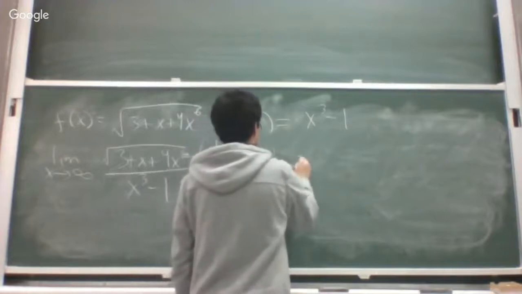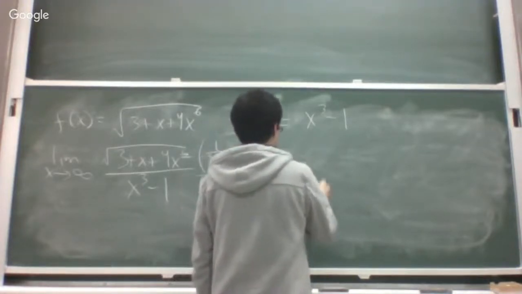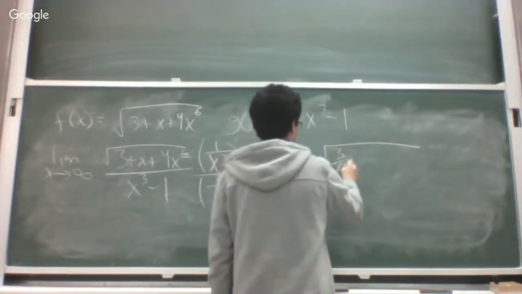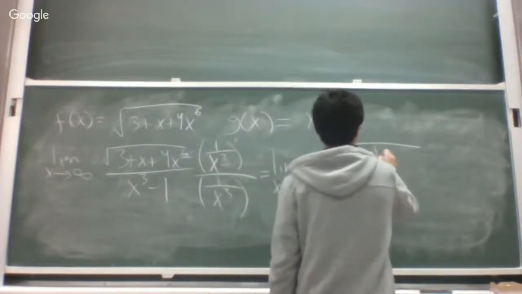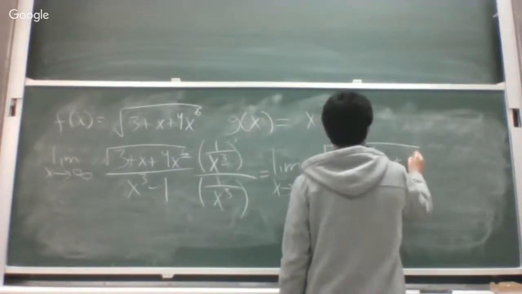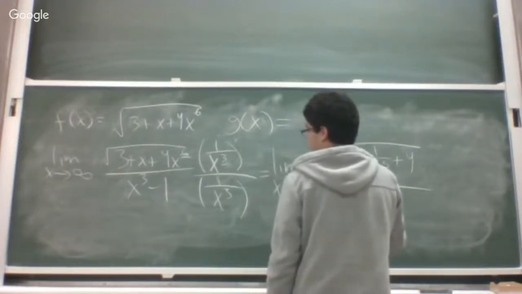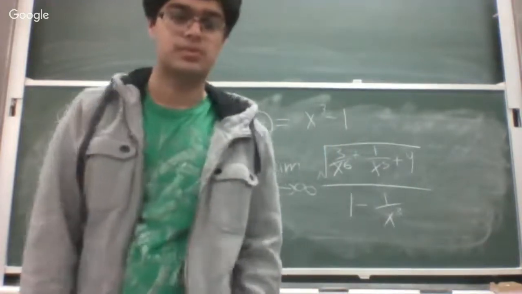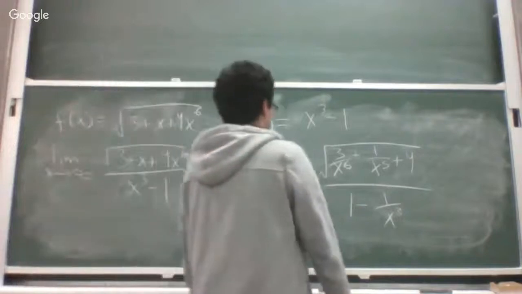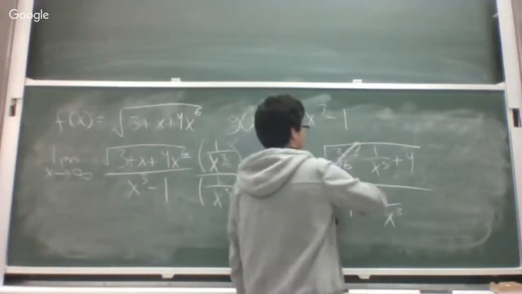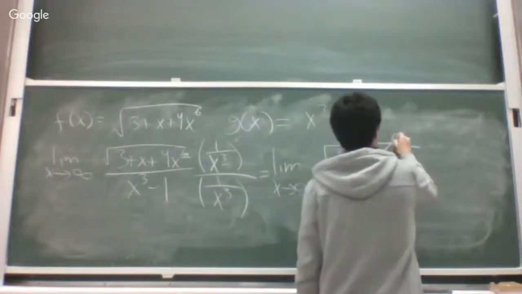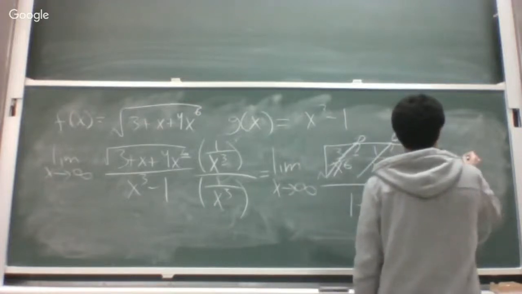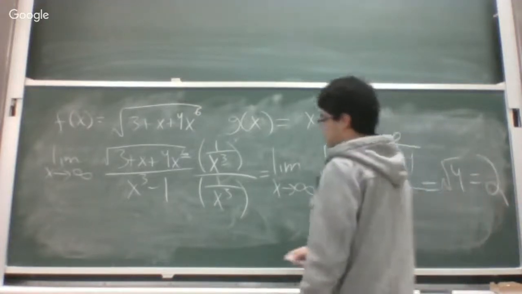the limit as x approaches infinity of the square root of 3 over x to the 6 plus 1 over x to the 5 plus 4, divided by 1 minus 1 over x cubed. Since we're going to infinity, 3 over x to the 6 goes to 0, 1 over x to the 5 goes to 0, 1 over x cubed goes to 0. We're left with square root of 4, which is equal to 2.